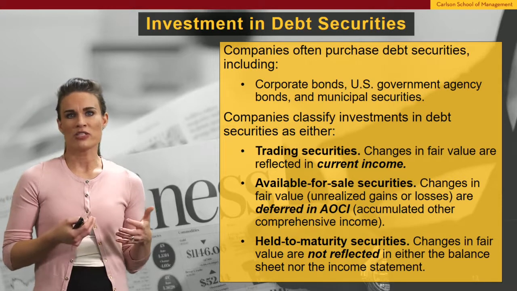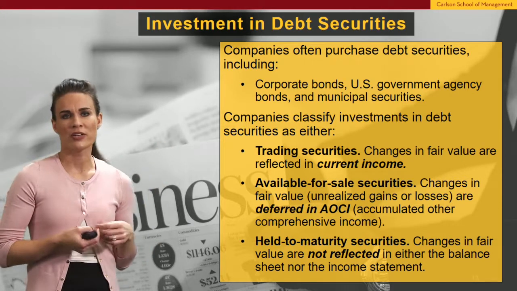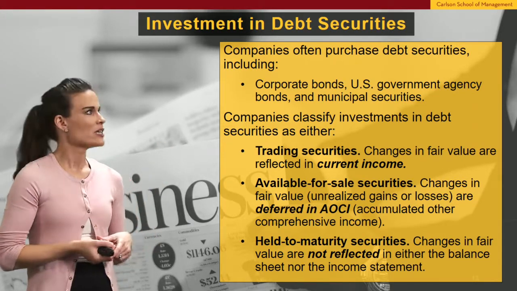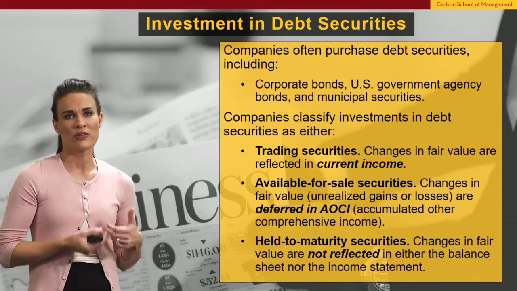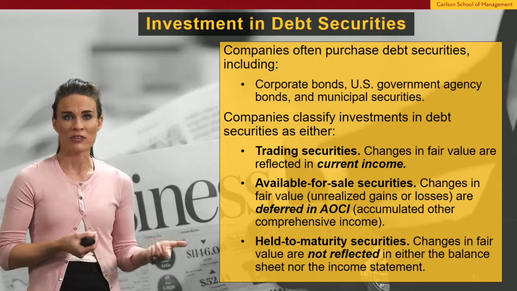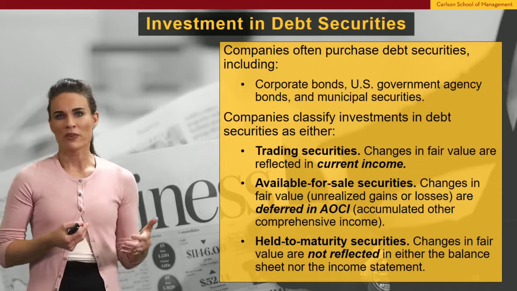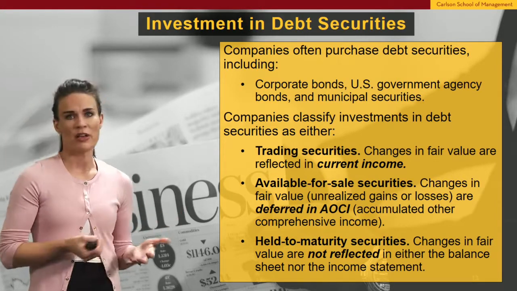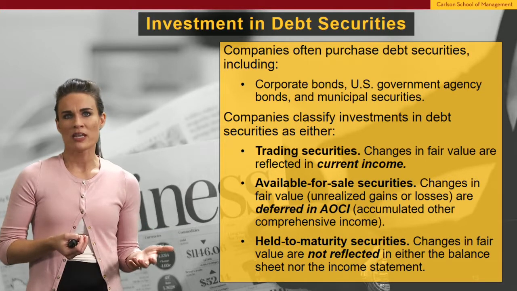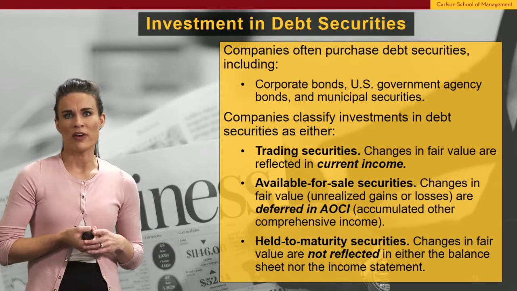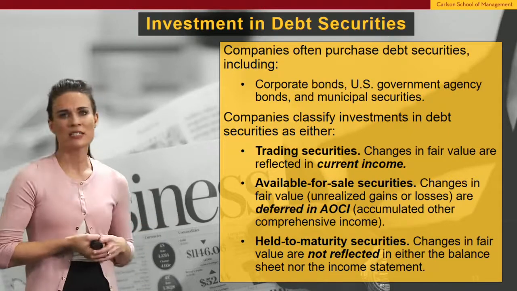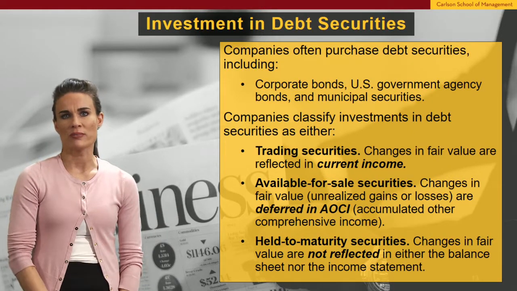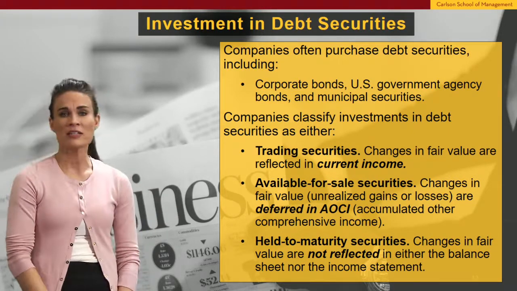Keep in mind, the main thing to take away here is that for trading securities, if we think we're going to sell those debt securities pretty quickly, changes in value are immediately impacted on the balance sheet and the income statement. For held to maturity securities, there's no change in value typically recorded on the balance sheet or the income statement. The maturity sits at whatever the value is of the maturity on that date, and there's no impact on the balance sheet or the income statement until the life ends on that maturity.